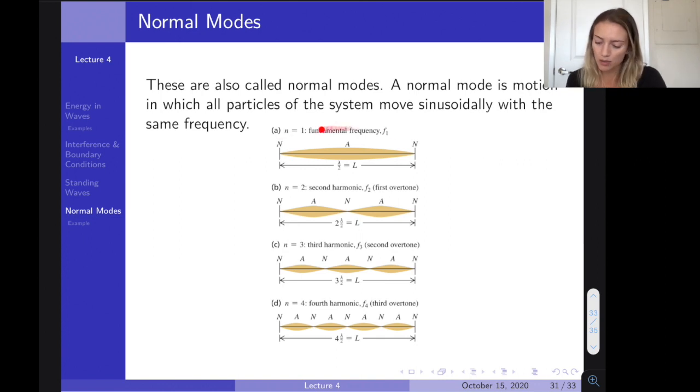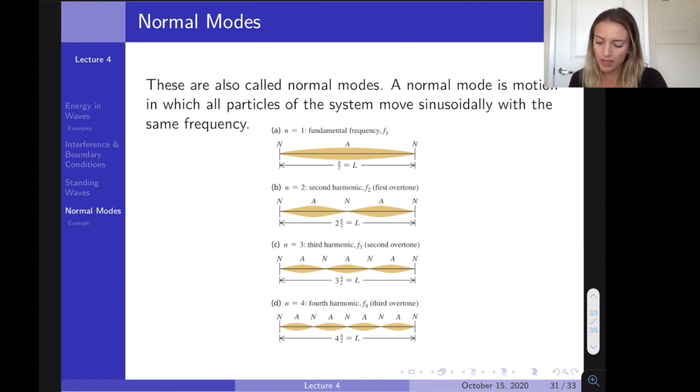So like I said, n equals 1 is the fundamental frequency. n equals 2 is then called the second harmonic or the first overtone, because it's the first tone over the fundamental frequency. And then it goes on, you get to the third harmonic, fourth harmonic, etc., etc.